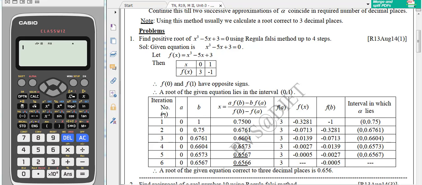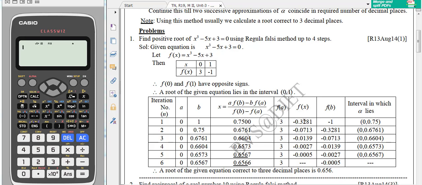So for the first iteration, n value is 1, a and b values are nothing but the ends of the interval identified, which are 0 and 1 respectively, and on using the calculator you can get the expression value as 0.75, which provides the first approximation of the root lying in the interval 0 comma 1. Here you can copy down f of a and f of b values from the above discussion, which are 3 and minus 1.